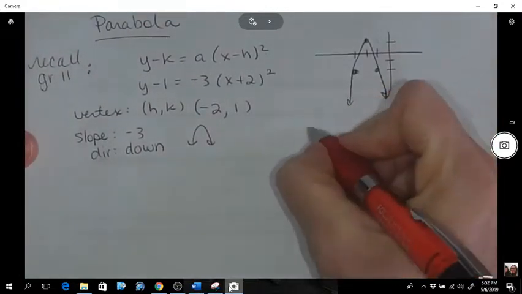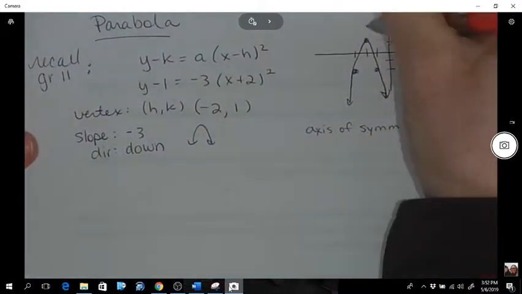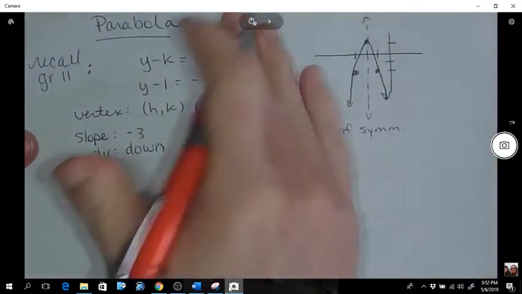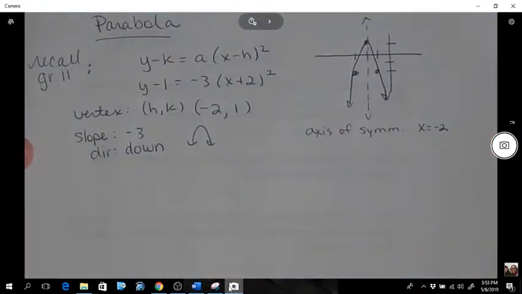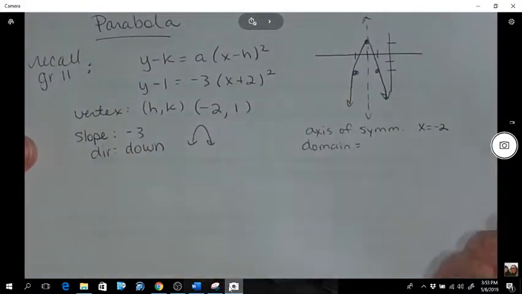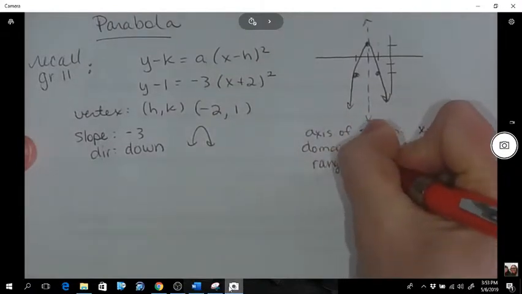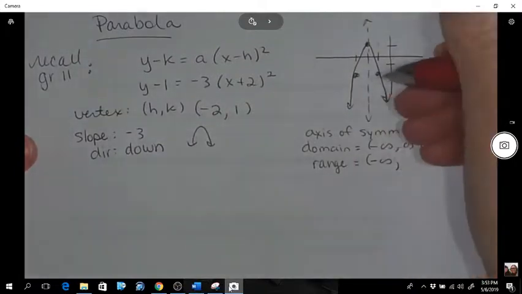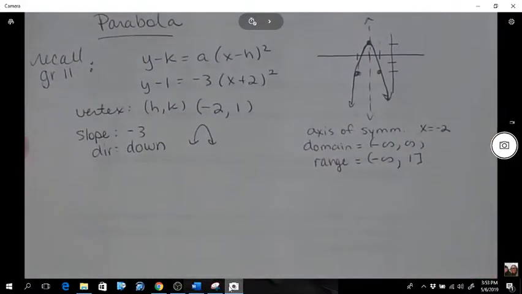Okay, so questions. Axis of symmetry. So that would be, what is this mirror that it would reflect horizontally over? And that would be x equals negative 2, because it's a vertical line. What is the domain? Well, this goes forever left, forever right. So negative infinity to infinity. Range, how far down does it go? Negative infinity to how far up? So the highest it goes is 1, the square bracket.